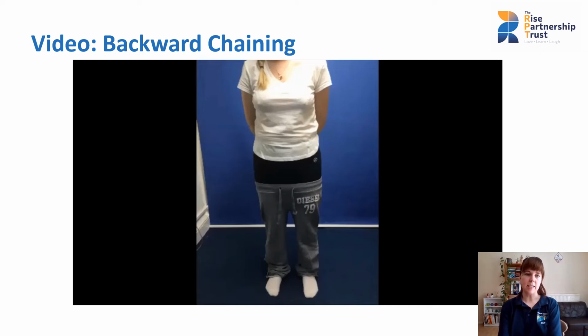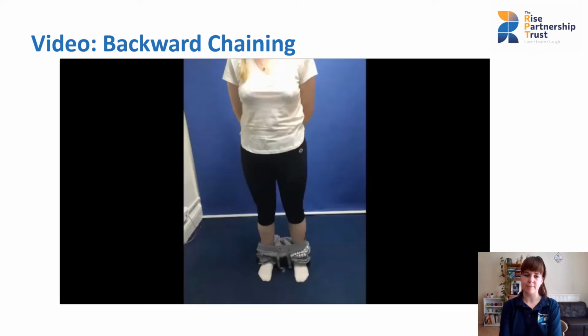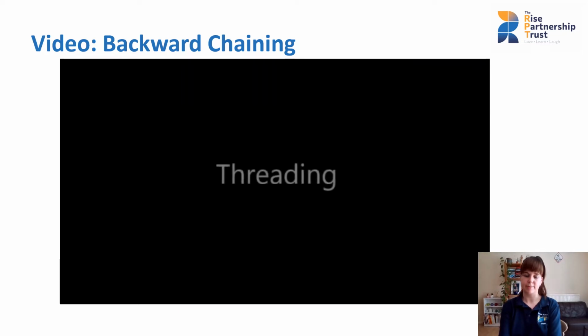So once the child can do the last step, we teach them how to do the step before, pulling their trousers from their mid-thigh, their knees, then their ankles. When your child is consistently and confidently pulling up their trousers from here, then it's time to move on to threading.